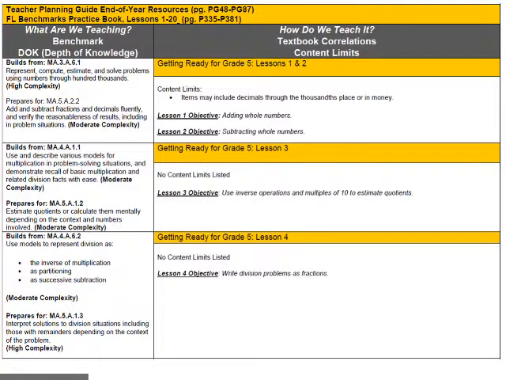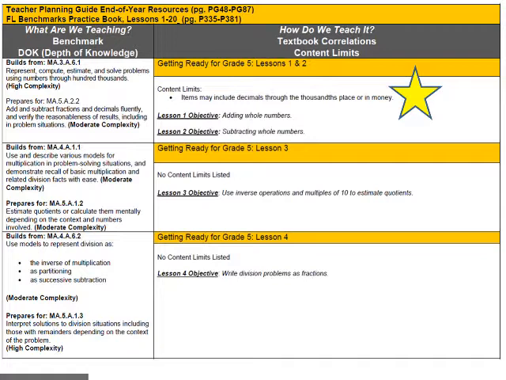A similar setup is used for the benchmark page. However, as you'll notice, some of the benchmarks build from previous grade to prepare for future grades. You'll also notice that some may have content limits and some may not. Content limits were based on the future year's benchmark.